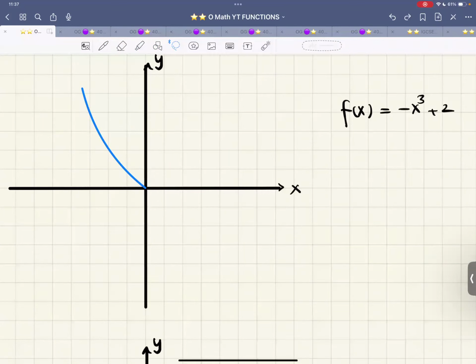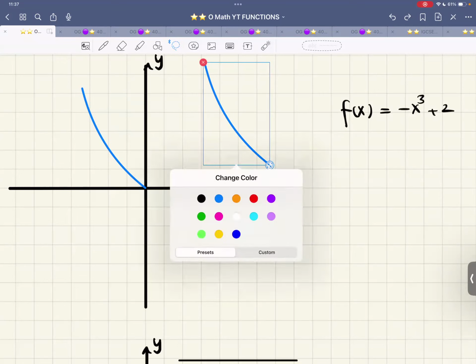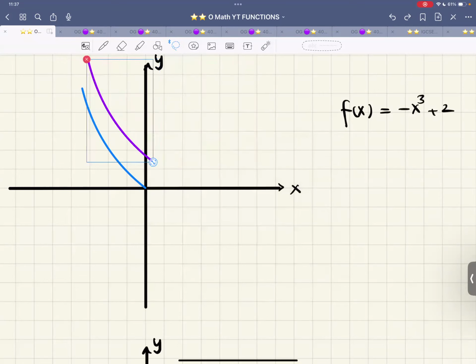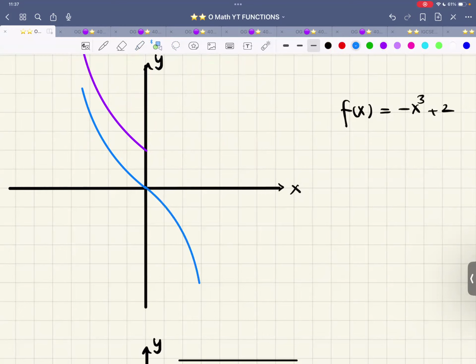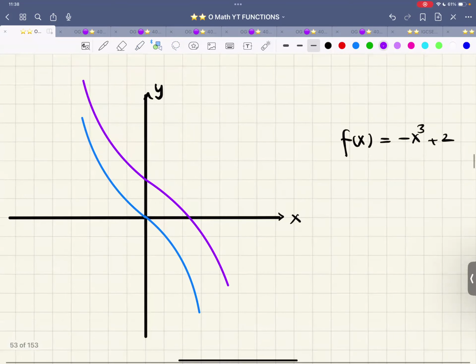Let me actually just copy this, and let me paste it over here. Let me change the color. And now you can have a very nice idea about it, something like this. And then let me again change to blue color, like this. And then negative x cube was like this. And this thing should be like this. And let me mark the things.